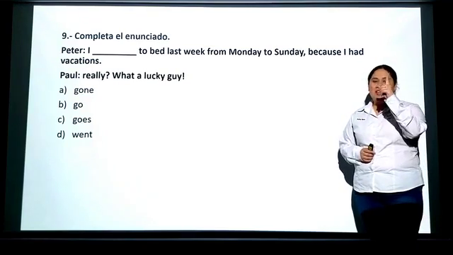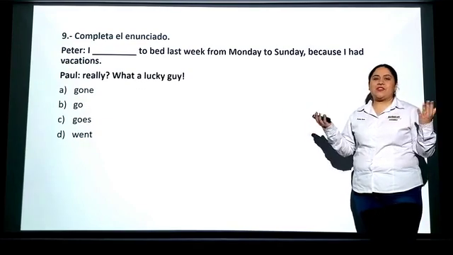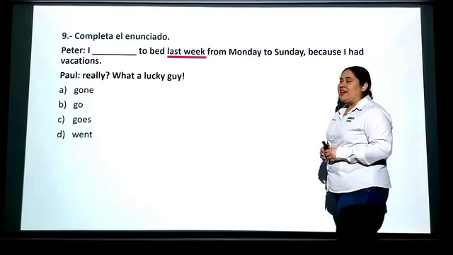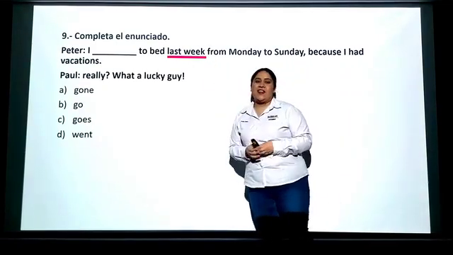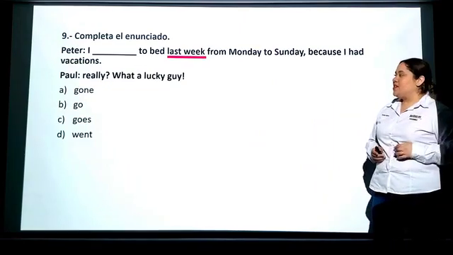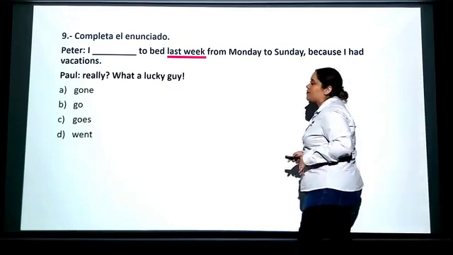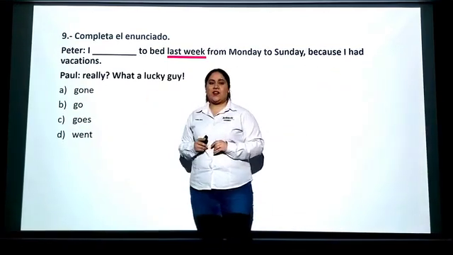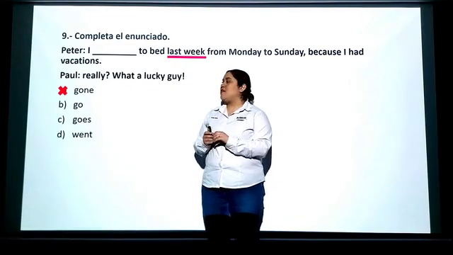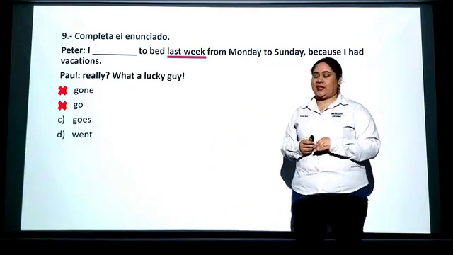What is the first thing that we have been doing throughout the whole exercises? We have been finding the keyword. And it is last week. It is telling us that we're going to use something in past tense. So in this case, we are going to eliminate some options. Look, the verb gone is written in past participle. It is not useful. Now we also have go, which is in present, of course, so we eliminate it.